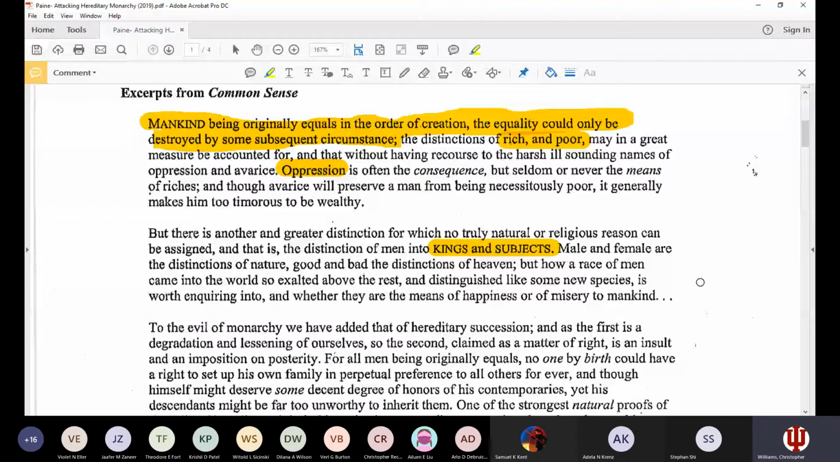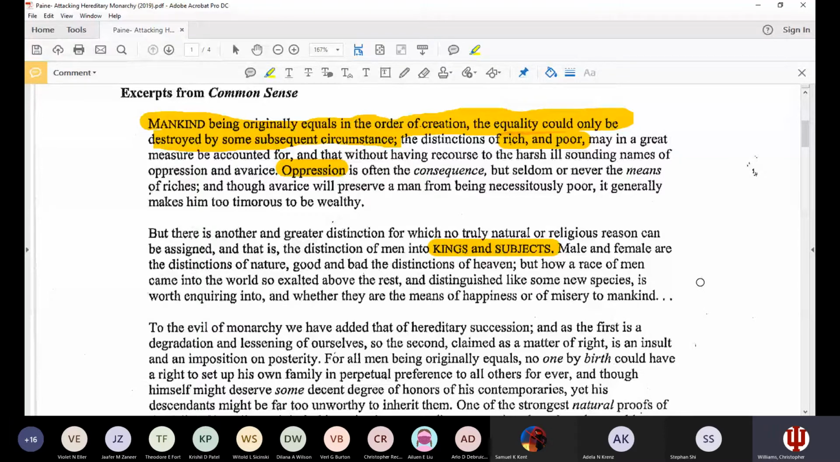Because if you look through Europe, monarchies are the norm. And so he points out the fact that we have natural distinctions, male and female, good and bad. Those are things we expect to see all the time because they're a common part of life in society.